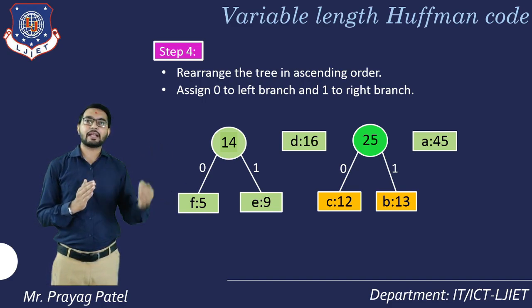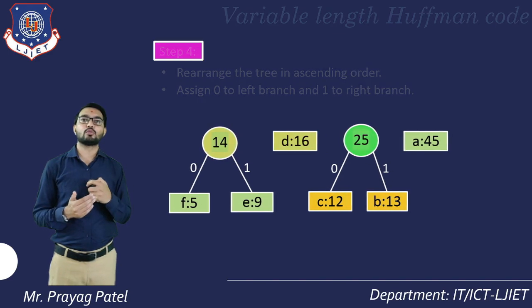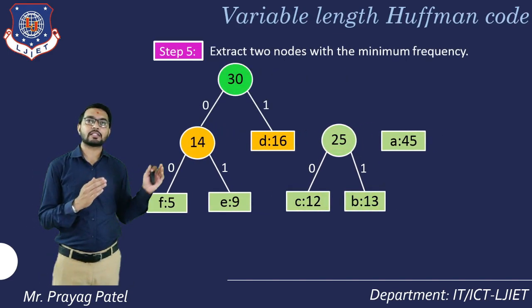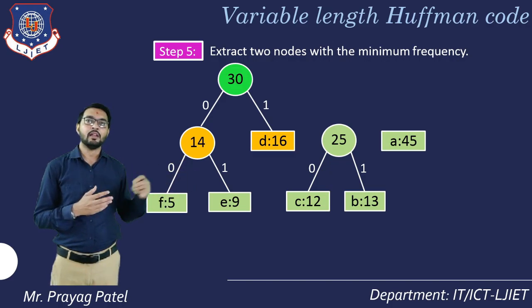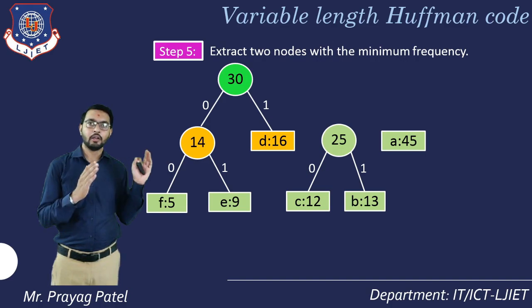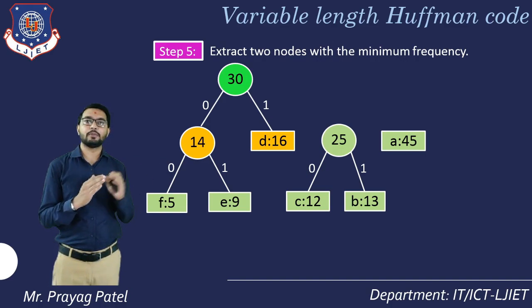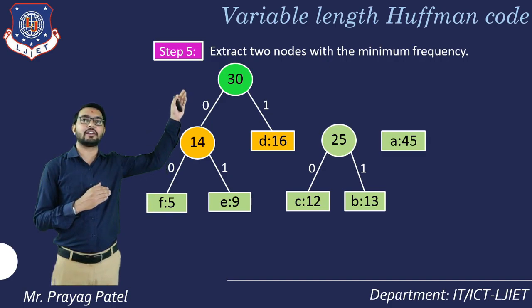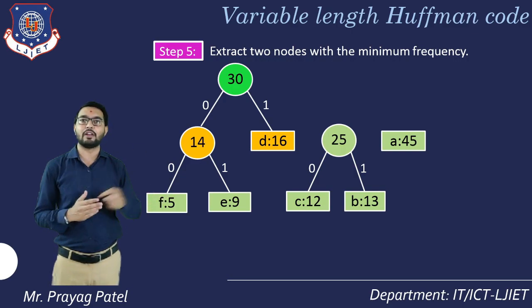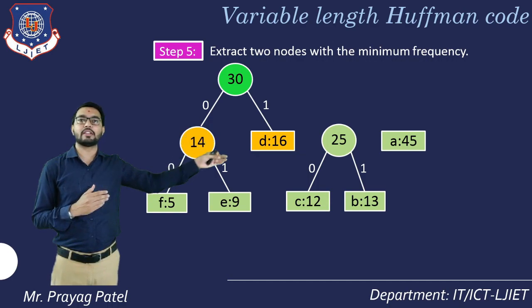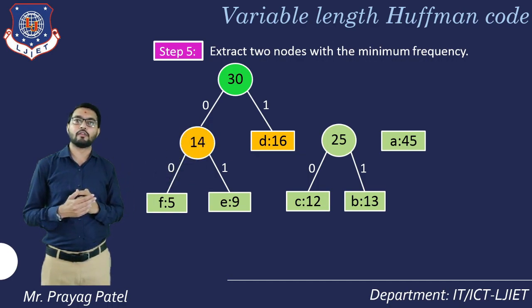After that, consider the next step, combining the first two nodes. So in step number 5, extract the two nodes with minimum frequency. Here the previous sequence is 14, 16, 25 and 45. Now consider the first two frequencies, 14 and 16. Combine these two, meaning the addition of these two is 30. So 30 is a new node or internal node. Now assign the left child a 0 value and the right child a 1 value. So 14 is 0 and 16 is 1, or 1 branch.